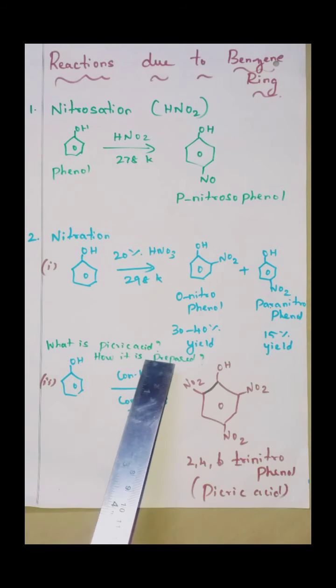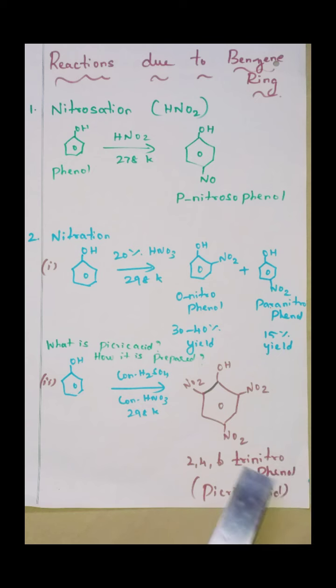So what is picric acid? How is it prepared? Very, very important. A 3 mark or 2 mark question, or subdivisions in a 5 mark question it will be asked. So its chemical name is 2,4,6 trinitrophenol.